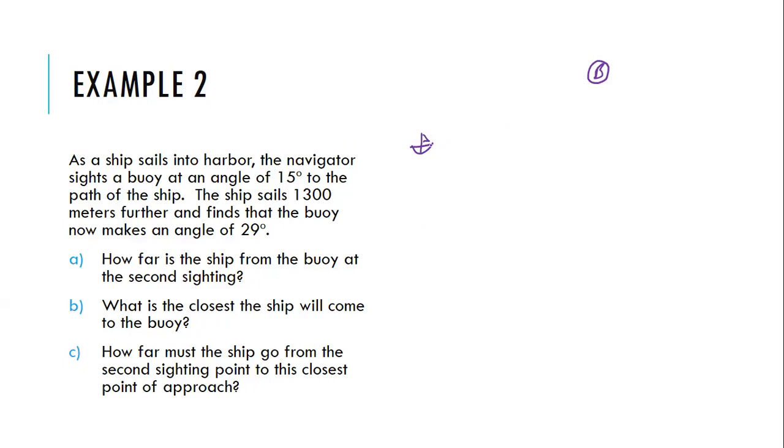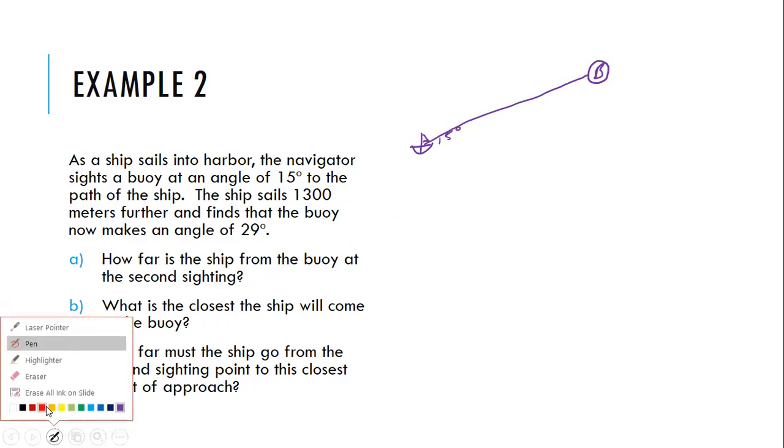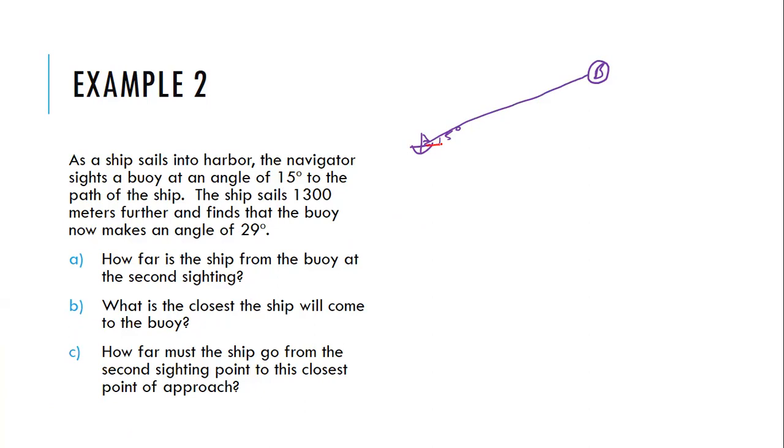And my angle, I'm looking at it at an angle of how much? 15. So from here to here, I'm at 15 degrees. That's what the first thing tells me. It says then I'm going to sail how far? 1,300 meters. So I'm going to sail 1,300 meters, and after I sail, I'm going to stop here. Well, now this is my second stop. And now what is it at?